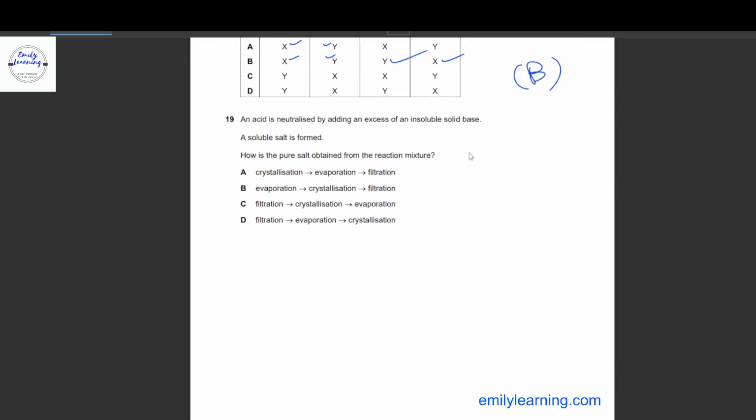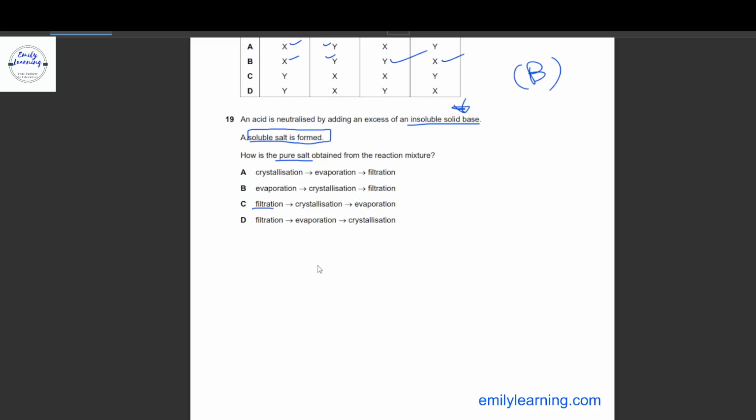Next, an acid is neutralized by adding an excess of insoluble solid base. A soluble salt is formed. So this is basically forming a soluble salt from an insoluble starting material. So once you form the soluble salt, how do you obtain the pure salt? Well, you must first filter the solution to remove the insoluble solid base. Okay, so you first filter it.